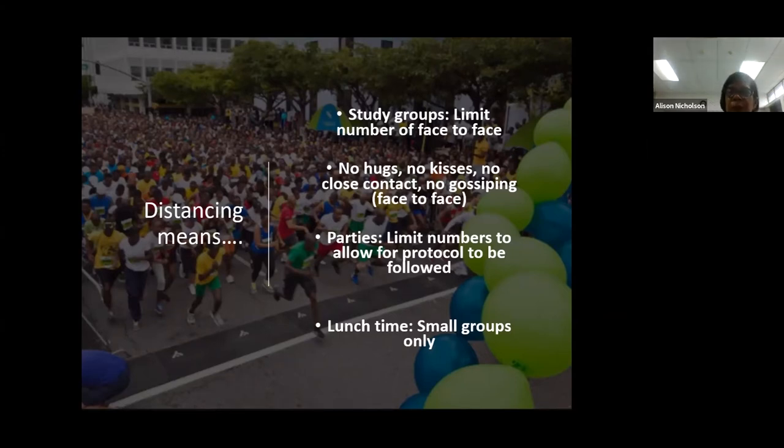Parties, you know, those are limited. As a matter of fact, those should be taboo, but there is permission for limited numbers of persons to gather in celebration of an event, but the numbers are definitely limited for protocol to be followed. And lunchtime, small groups only. Perhaps if you want to meet other persons, then you can vary the small group, so it's not just the same small group day after day. You want to meet other members of the class, join another small group for lunch with their permission, of course. But you can't enlarge your group to increase your interaction.